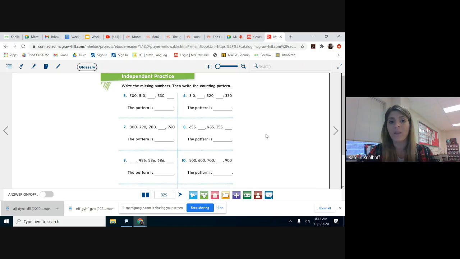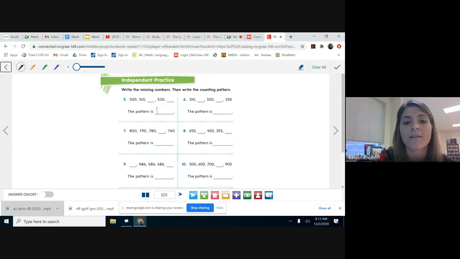The ones place is the same, and the hundreds place is the same. So therefore, I know that the pattern is skip counting by tens because the tens place is changing. So now I can skip count.